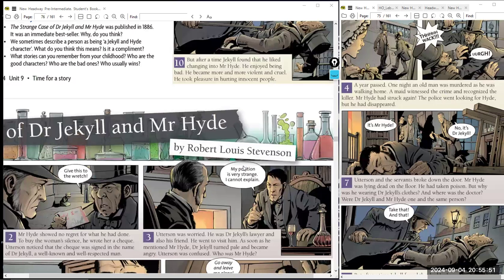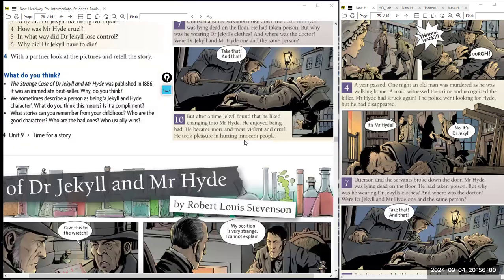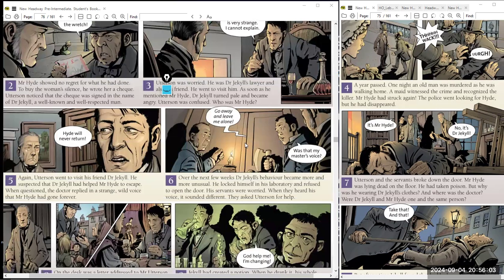questions. Now, the next question is saying, describe the murderer. Let me scroll down to the frames. So describe the murder. One night, an old man was murdered as he was walking home. Exactly, as he was walking home. Okay.